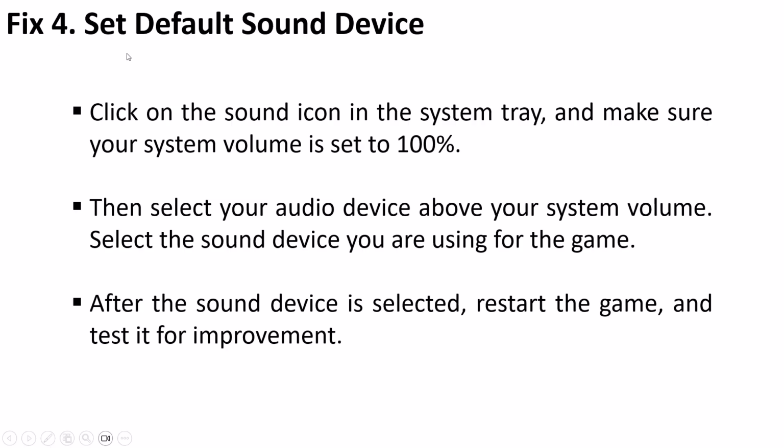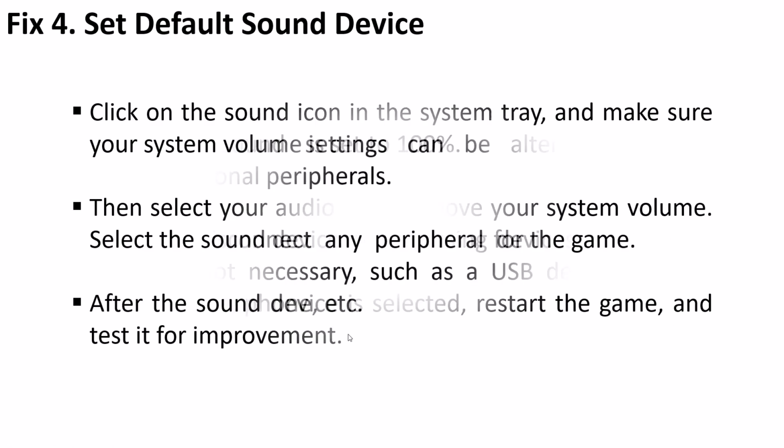Fix 4. Set default sound device. So click on the sound icon in the system tray and make sure your system volume is set to 100%. Then select your audio device above your system volume. Select the sound device you're using for the game. After the sound device is selected, restart the game and then test it for improvement.